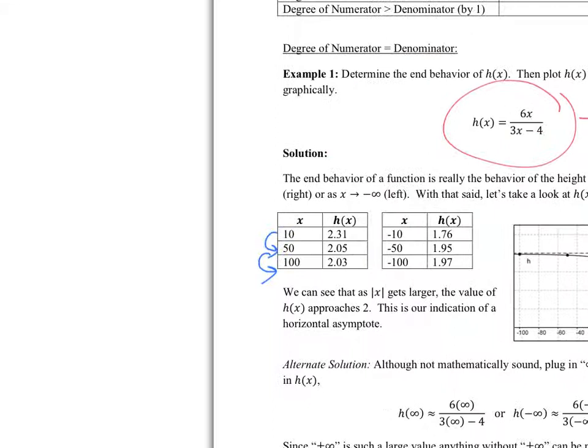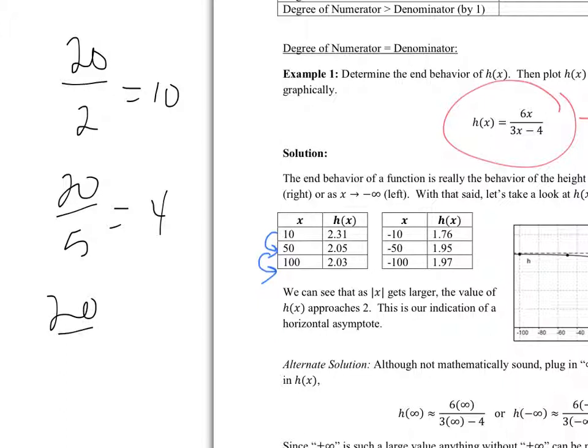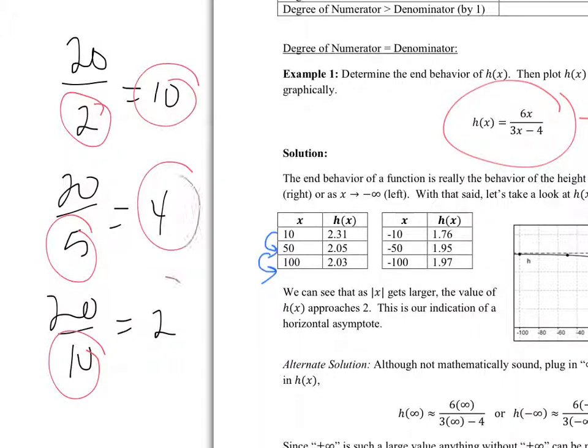Let me give you an easy way to think about this. Take 20, divide it by 2, 10. Take 20, divide it by 5, 4. Take 20, divide it by 10. You get 2. So look at the relationship. As this number gets bigger and bigger and bigger, what's happening to this number? So if this number gets to be unbounded and becomes infinity, this number gets as small as possible but without becoming negative. What's the smallest number possible without being negative? 0. So this number is getting smaller and smaller as it gets bigger.